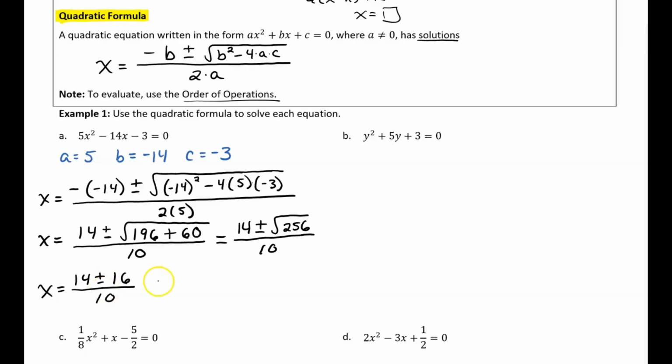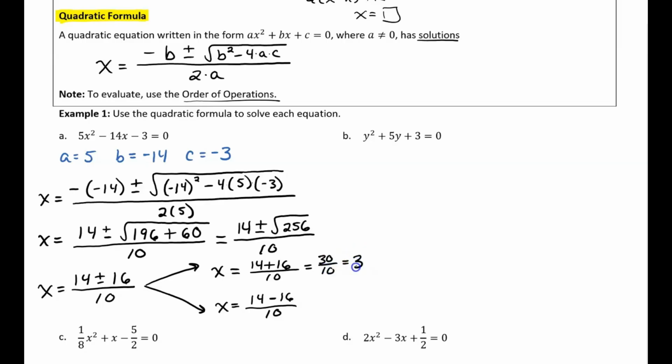So that's where it's coming from, which then means I'm eventually going to have to break it up to get my answers. So one of my answers, I'm going to have the situation where I'm going to have 14 plus 16, the plus version, divided by the 10. And my other solution is going to be 14 minus the 16 divided by the 10. So you're splitting up that plus case and then the minus case. So 14 plus 16, well, that's 30.